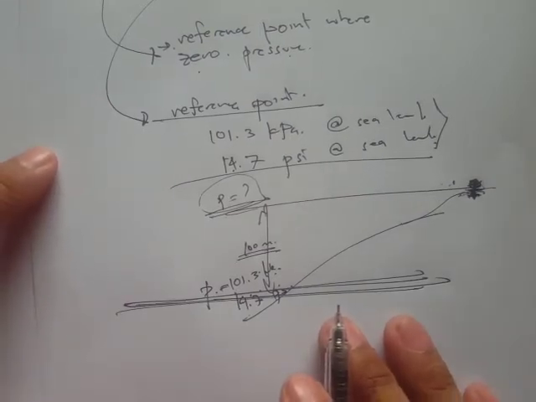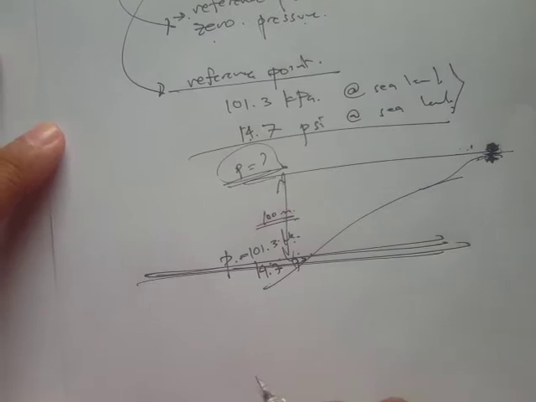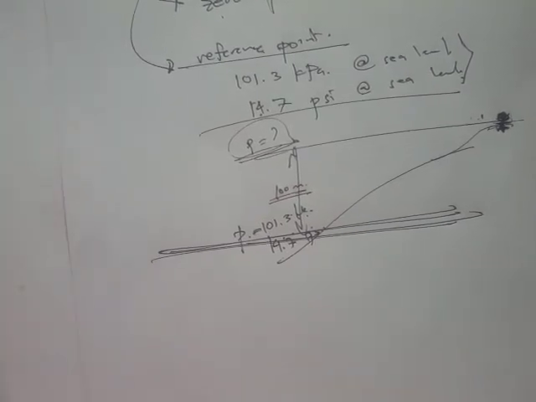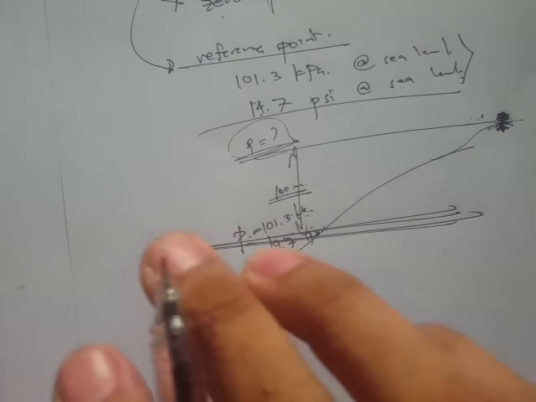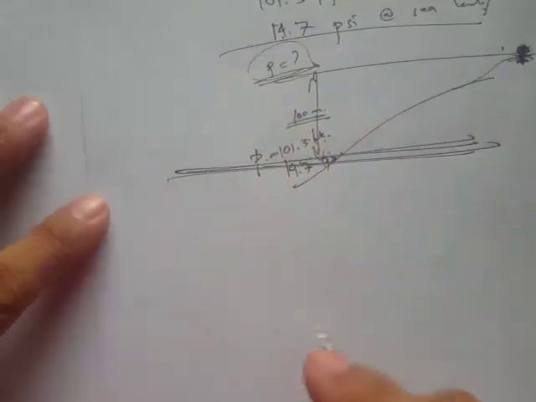That's the atmospheric pressure, which is also a reference point. Okay, so now when we say gauge pressure, it's a pressure that's measured relative to the atmospheric pressure.